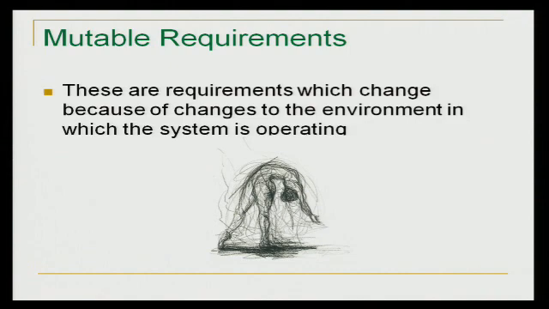Can anybody think of an example of a requirement that might change based on the environment? Any ideas? So, changes to the environment in which the system is operating. So how about something like a cellular base station? Okay, the environment it's operating in may be, let's say, a rural area.